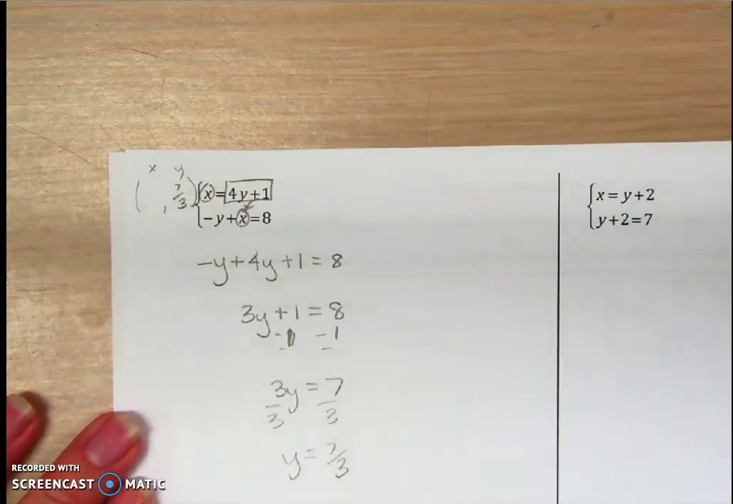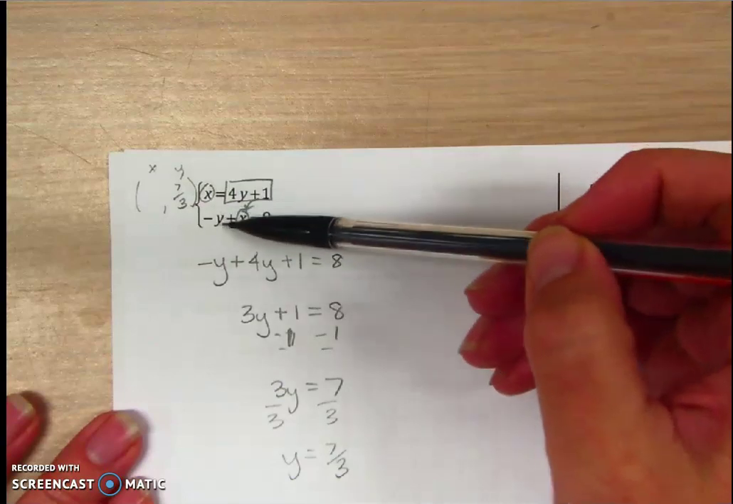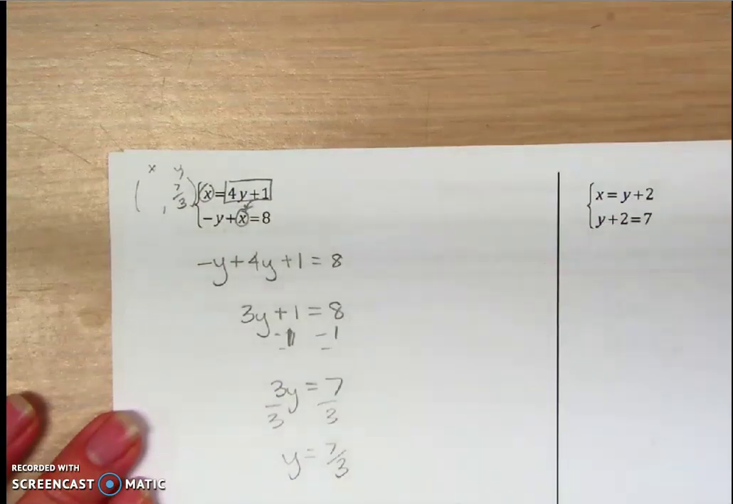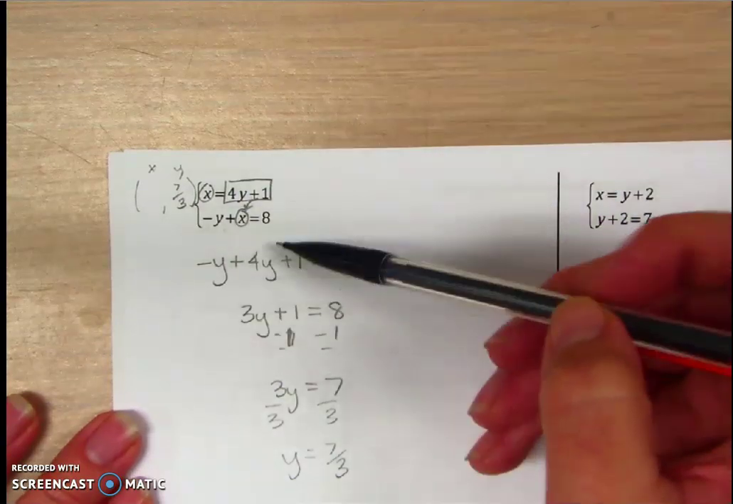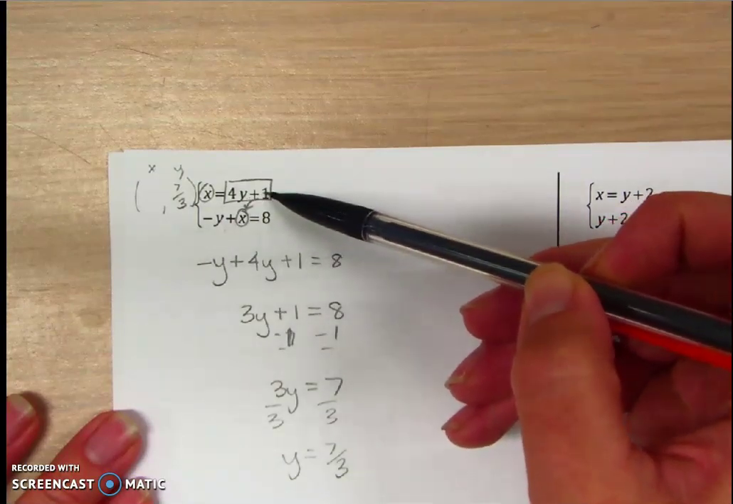Now, how would I figure out the x? Well, I could plug in what I know y is for either of these equations. Which one do you think might be easier? We could plug in for y right here, multiply by 4, and then add 1.